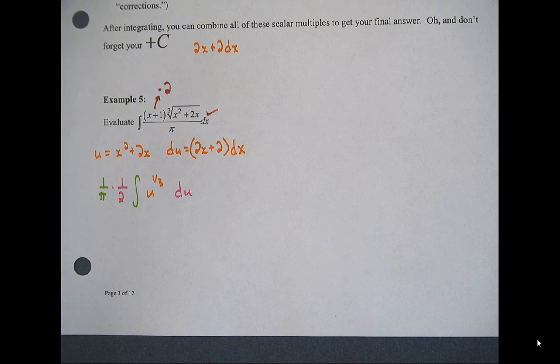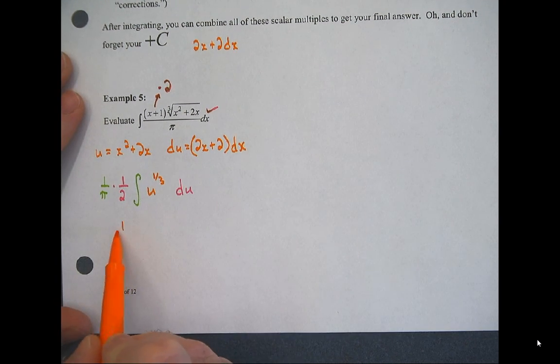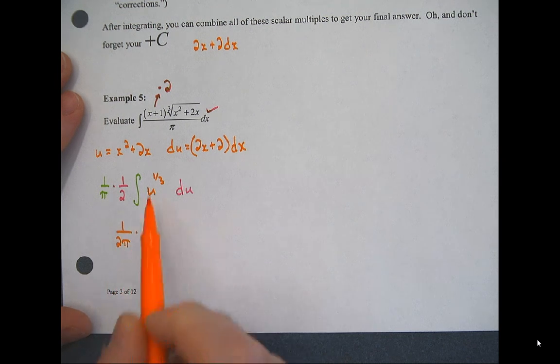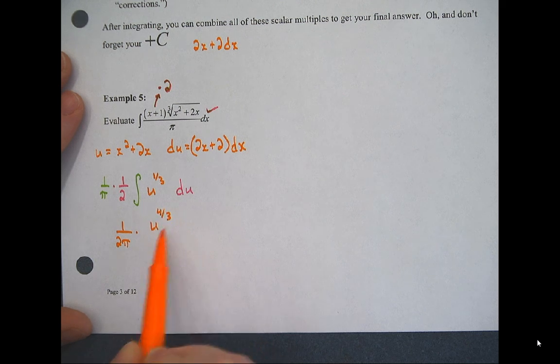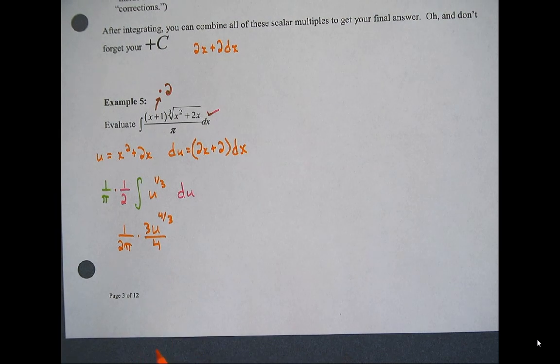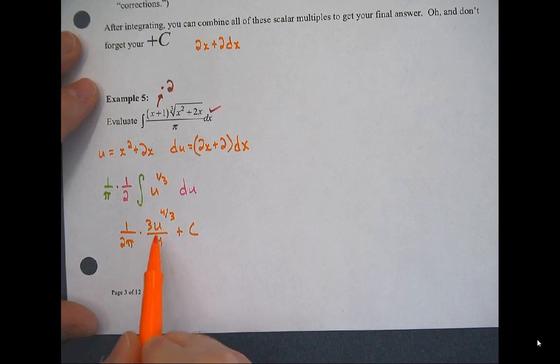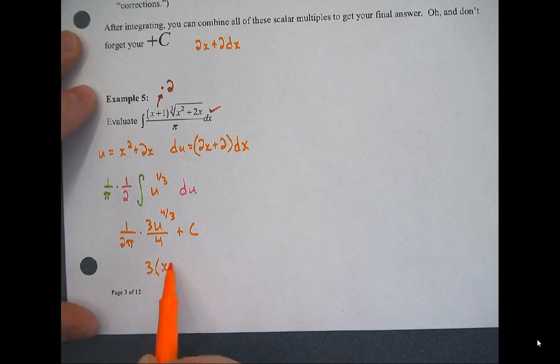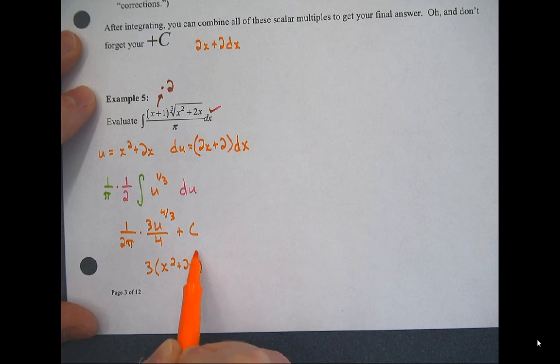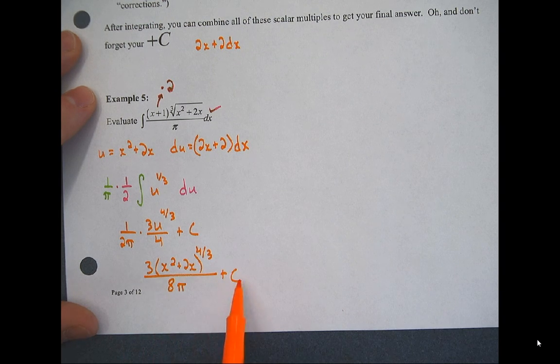Let's go back to orange, I guess. So I've got 1 over 2 pi times add 1 to the exponent, so that would be 4/3. Flip and multiply, because when you divide by 4/3, you'd have to flip and multiply anyway. Why is that not okay? Plus c. All right, so let's see if we can clean this up now. So nothing cancels. So I've got 3 times the quantity, what did we say? u was x squared plus 2x, to the 4/3 over 8 pi plus c.